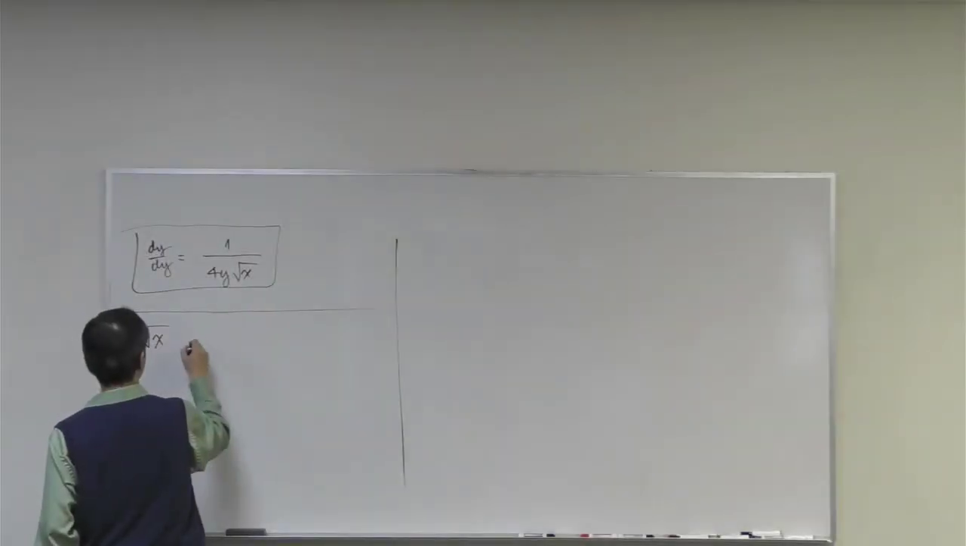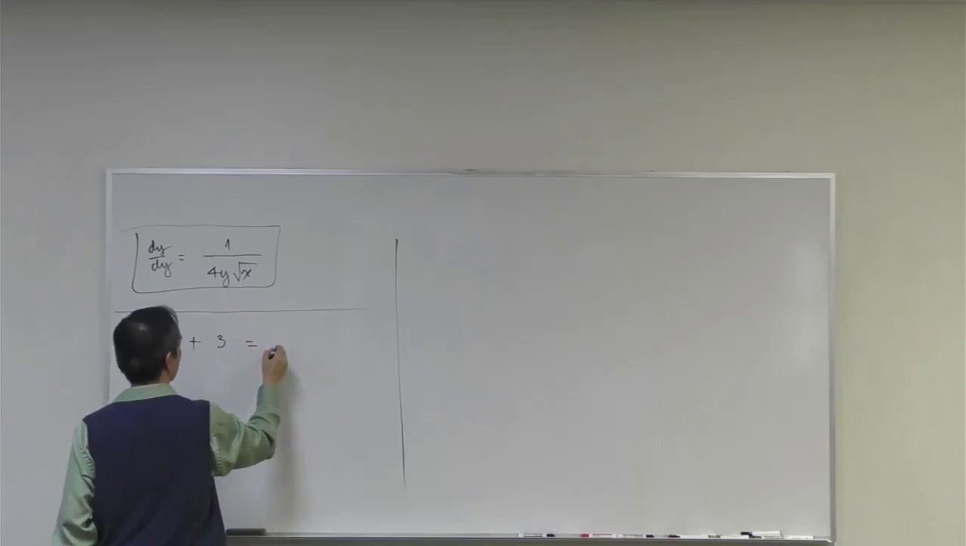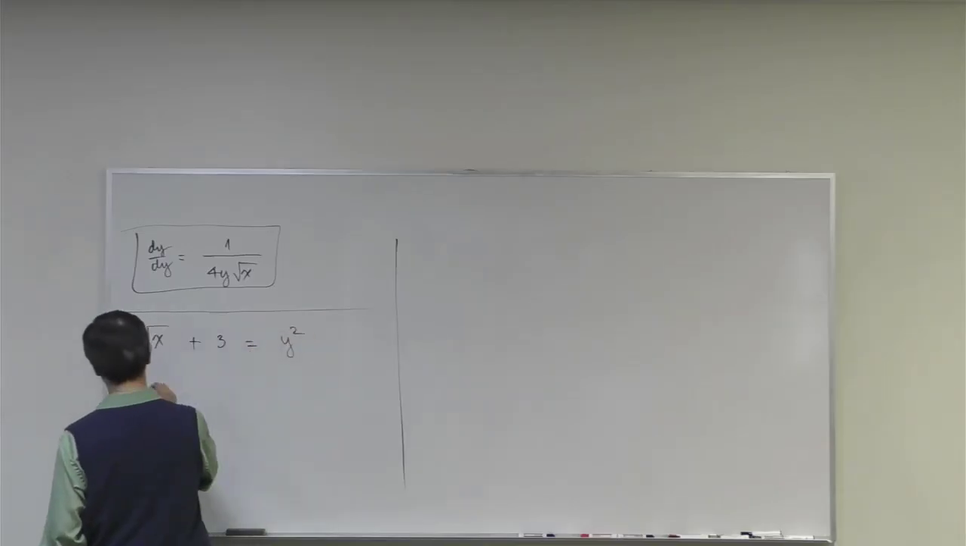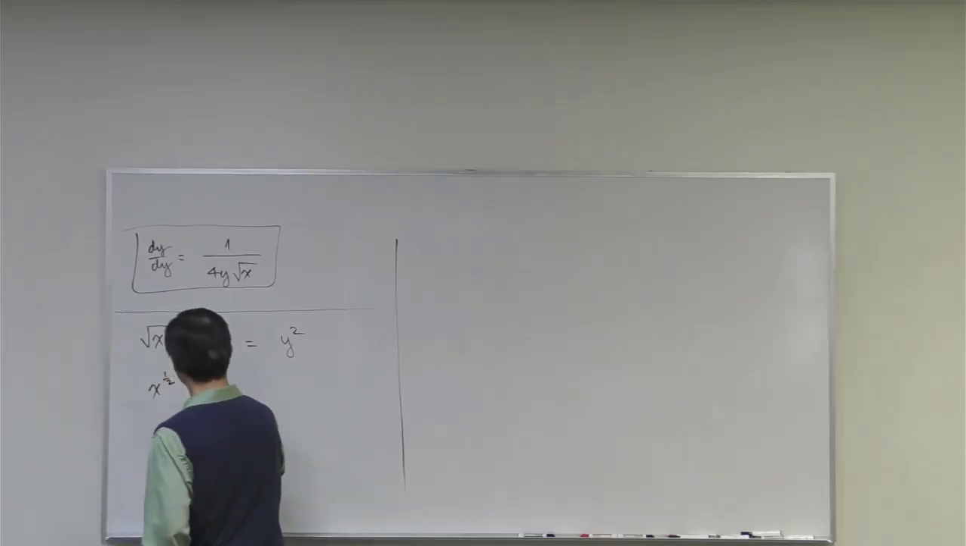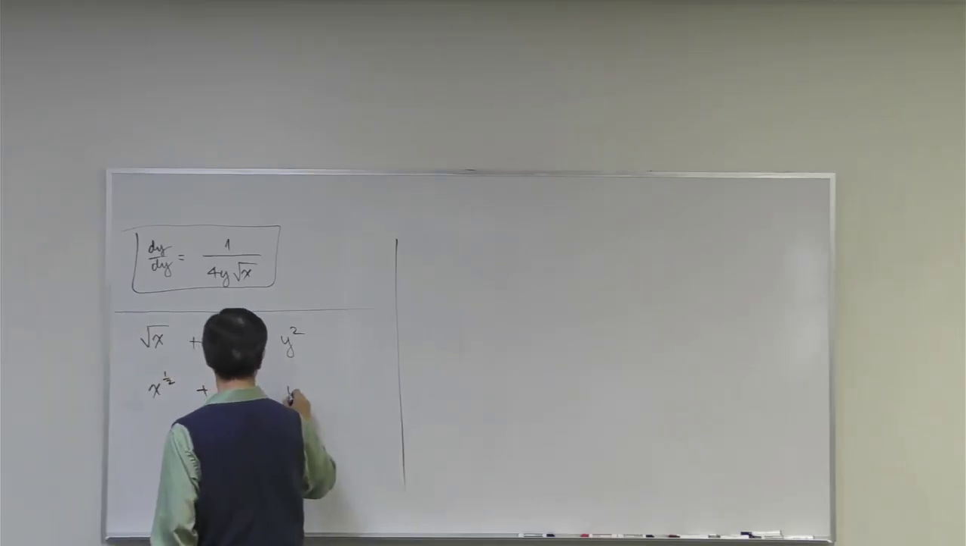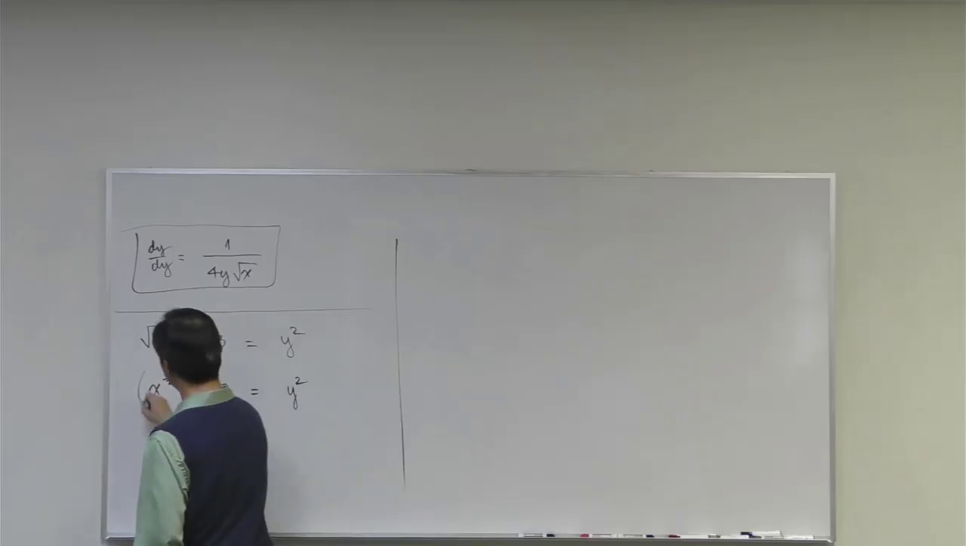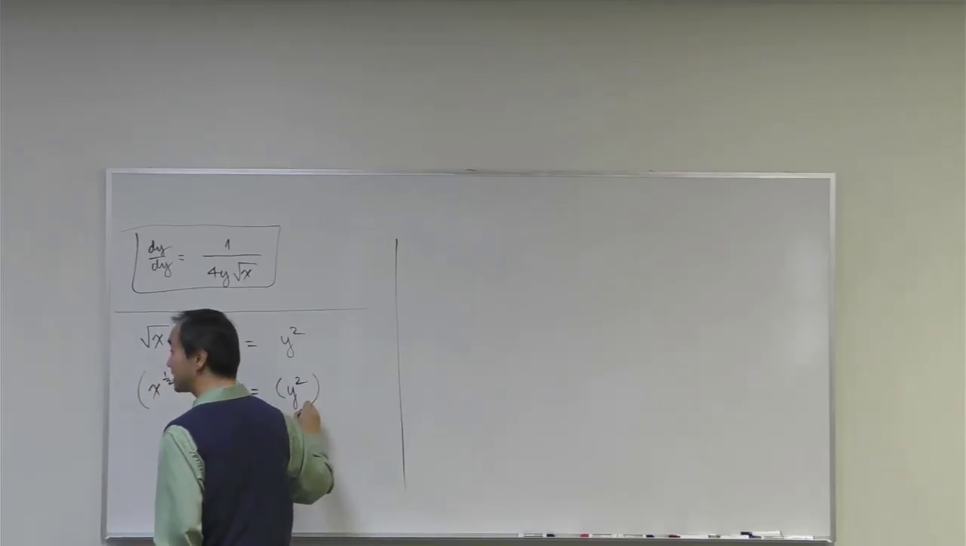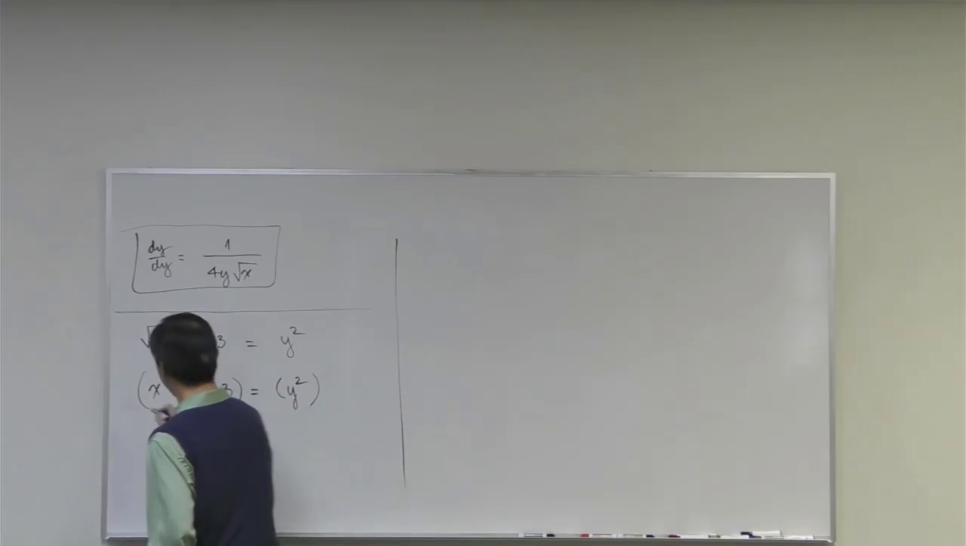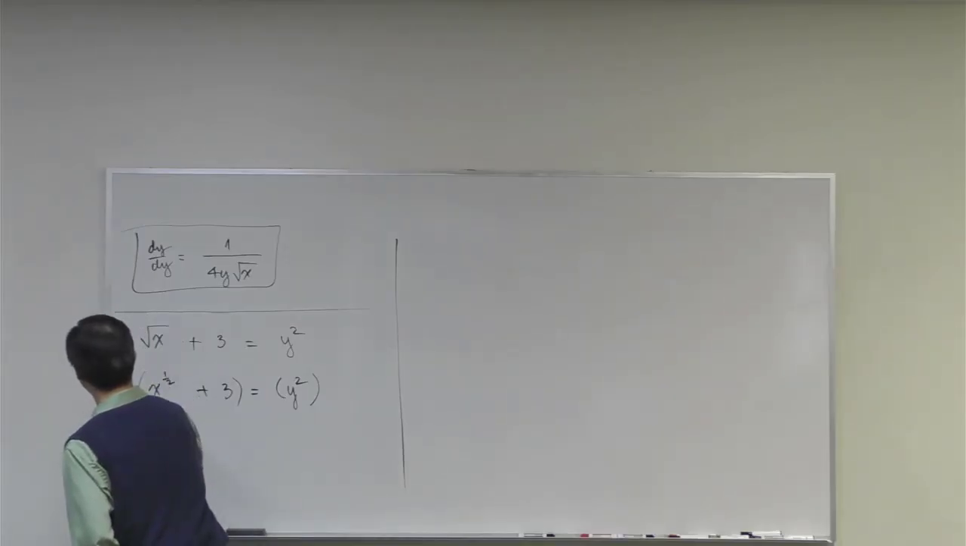Square root of x plus 3 equals y squared, right? Yes, we can rewrite this as x to the 1/2 power as usual, plus 3 equals y squared. But now we want to differentiate. We want to find dx/dy. You guys see that? The dx/dy here, right?